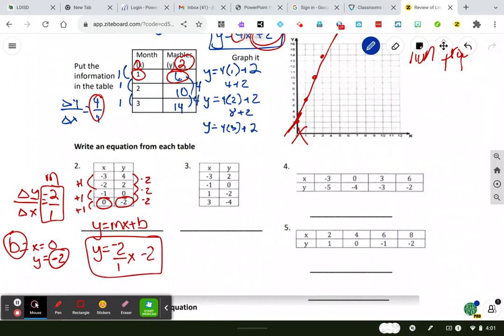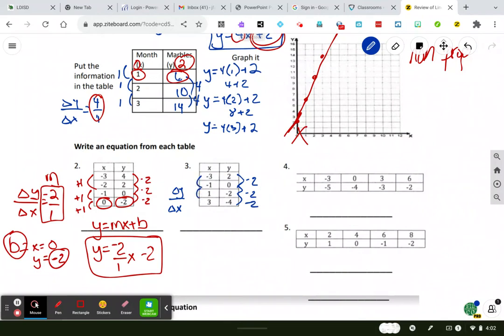All right, the next one. Same thing, write an equation from a table. Let's look at what's happening. So the change in y over the change in x. Y is decreasing by 2, decreasing by 2, decreasing by 2. So we know this is going to be a negative slope.